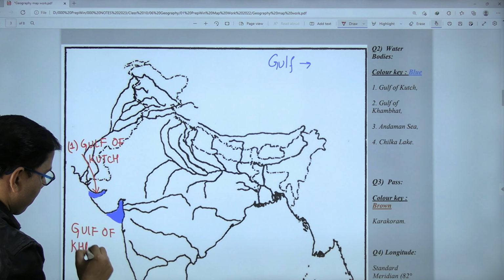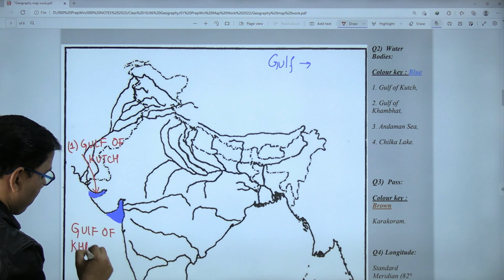After marking rivers and water bodies, come to this third part, which is pass. And here we have only one marking, that is Karakoram Pass. The color key for Karakoram Pass or any pass is brown. So look here, this convex part of this Jammu and Kashmir valley. Here we have the Karakoram Pass. So we have to mark it like a box. But this is an upside-down box. Generally in maths we mark boxes like this, but here we are going to mark the reverse boxes for the pass. This one is incorrect, this one is correct.